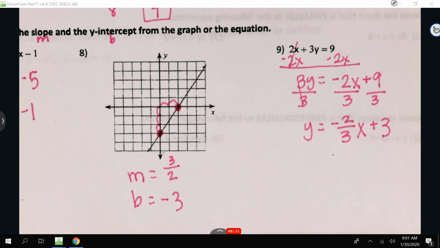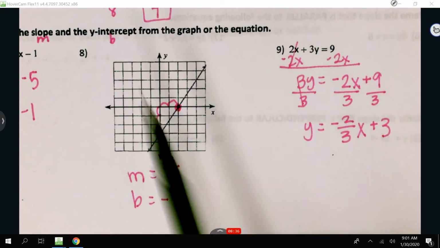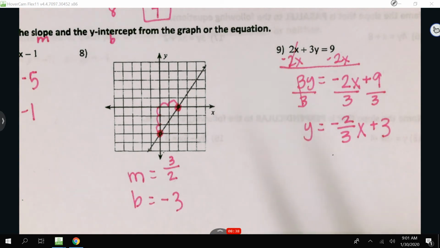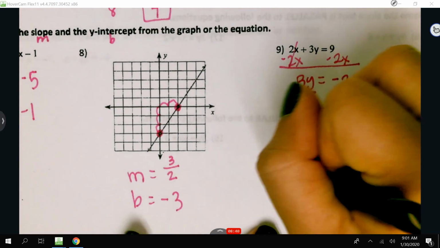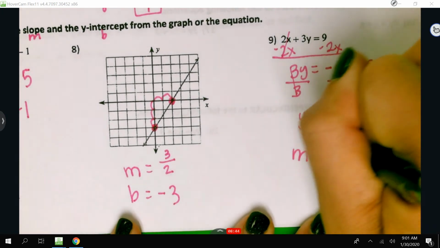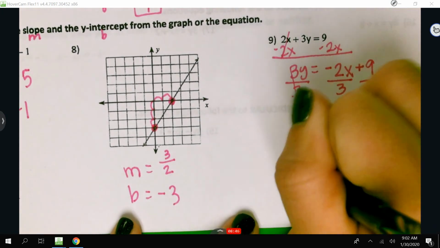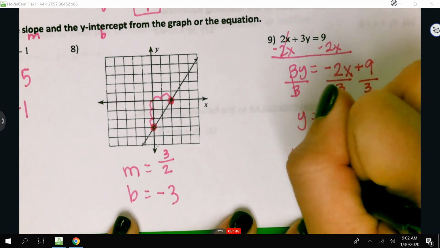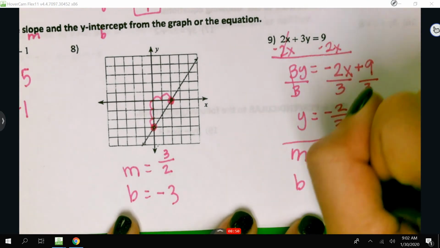No, because the question is, what is your slope and your y-intercept? So now I have it in slope-intercept form so that I can find my slope and my y-intercept. So what is my slope? Negative 2/3. And my y-intercept is 3. So that right there is your answer.